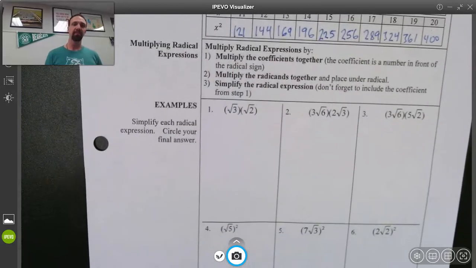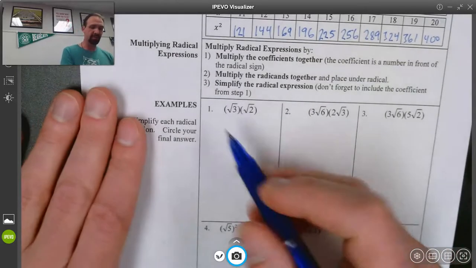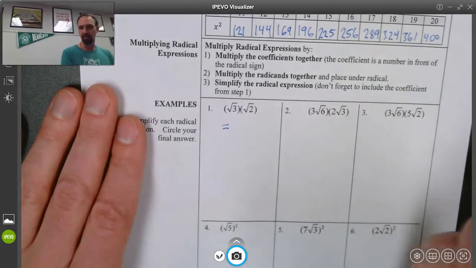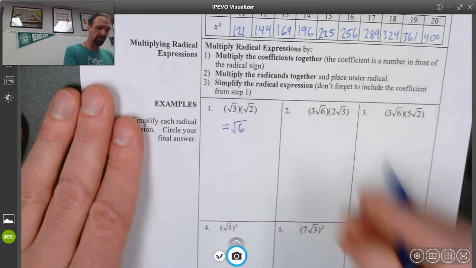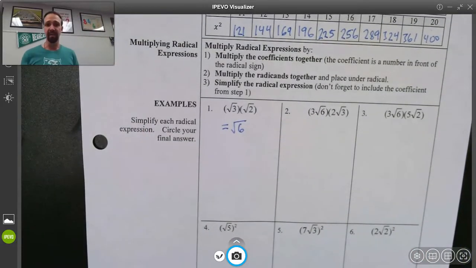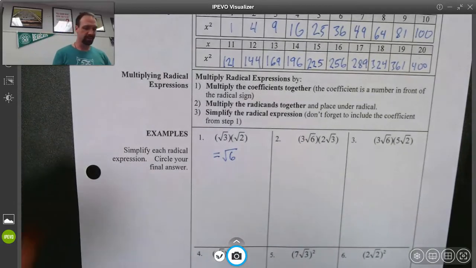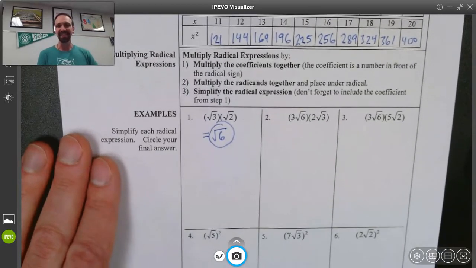For this first example, simplify each radical expression, circle your answer. We're multiplying, so we're going to multiply square root of 3 times the square root of 2, or radical 3 times radical 2. So then we just multiply the coefficients. 1 times 1 is 1. I'm not going to write anything down. But then we have square root of 3 times square root of 2, which is square root of 6. Now I check to see if the square root of 6 has any perfect squares that can be evenly divisible outside of it, and it can't. The only ones I would have are 1 and 4. 1 doesn't do anything, so this is actually done. That's simplified.